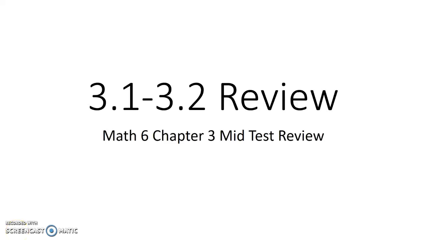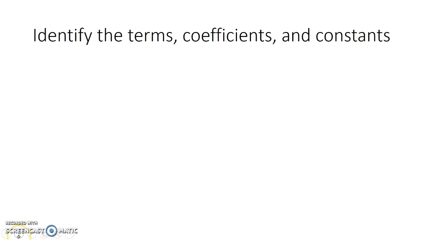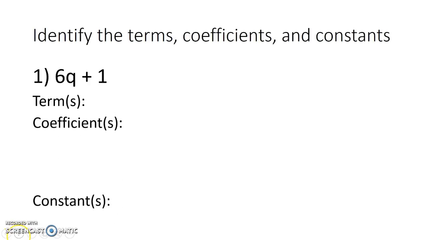This is the Math 6 3.1 to 3.2 mid-test review for Chapter 3. So this is over algebraic expressions, writing them, and then evaluating them when given values. So our first questions say, identify the terms, coefficients, and constants. Our first expression is 6q plus 1, and we're going to be asked to list the terms, coefficients, and constants.